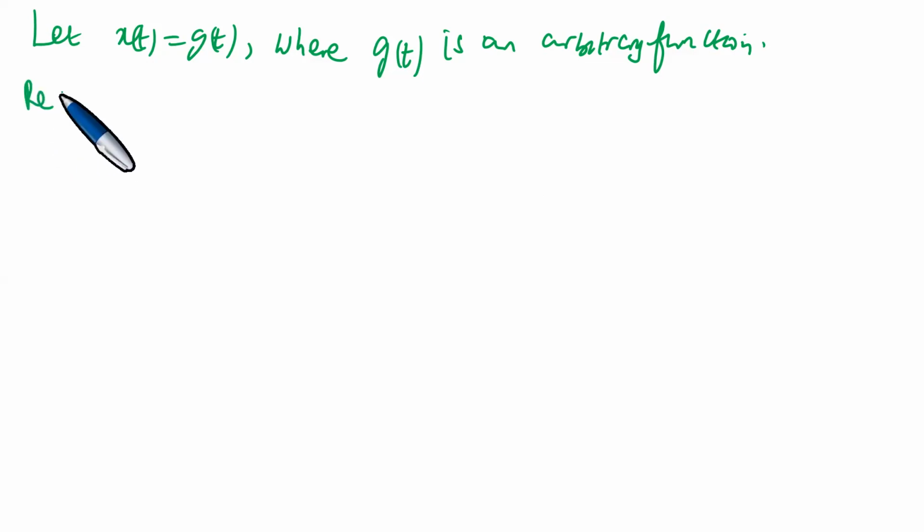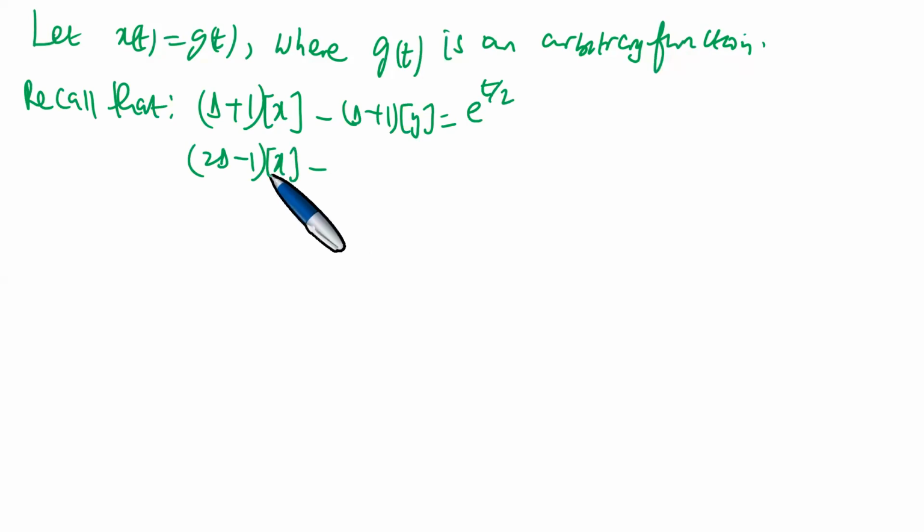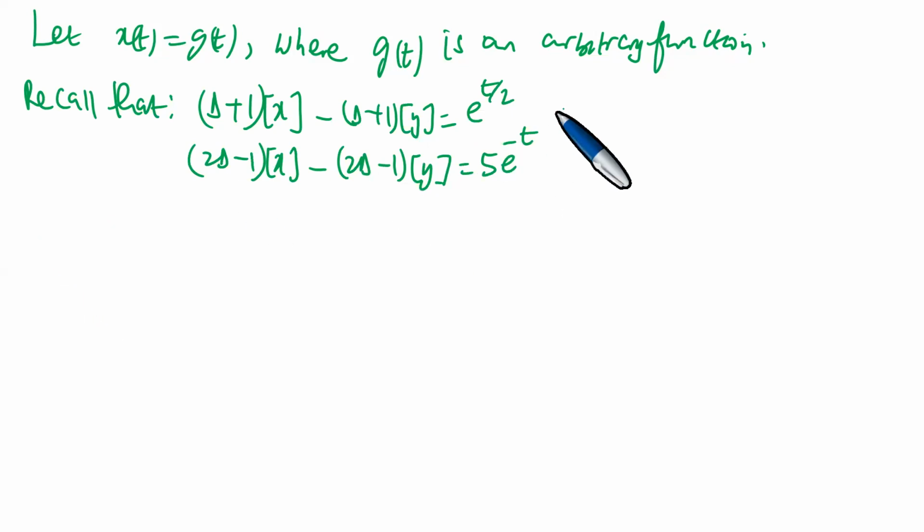Recall that. We'll recap with the original things that we had. I'm just going to write this. We wrote it in operator notation in the beginning. And then we had also minus into d plus 1, y, e to the t over 2. And then we have 2d minus 1, d, which means 2d minus 1, we have e to the minus t. Okay, we call this one equation 1, and we call this one equation 2.